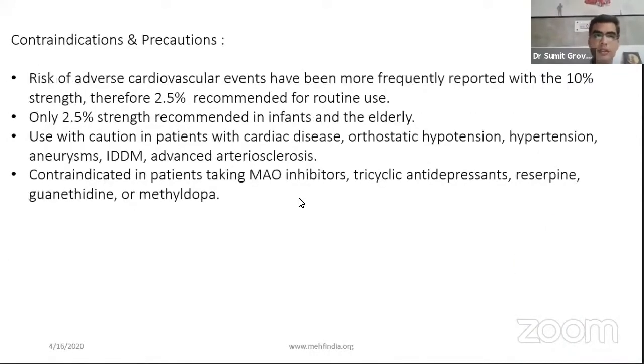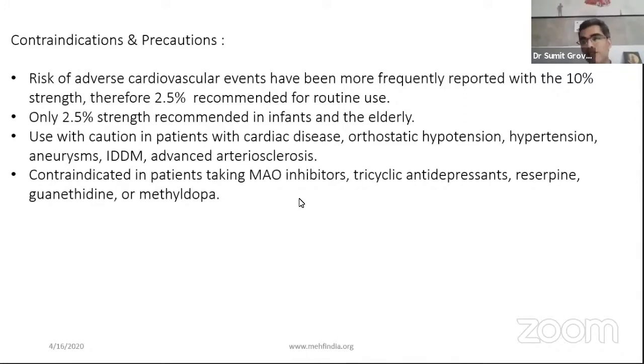Risks and precautions: it has a risk of adverse cardiovascular reactions, frequently reported with the 10% solution. It should be used with caution in patients with a history of cardiac diseases, orthostatic hypotension, hypertension, and advanced arteriosclerosis. Also contraindicated in patients taking MAO inhibitors, tricyclic antidepressants, and drugs like methyldopa, which is commonly used for Parkinson's.